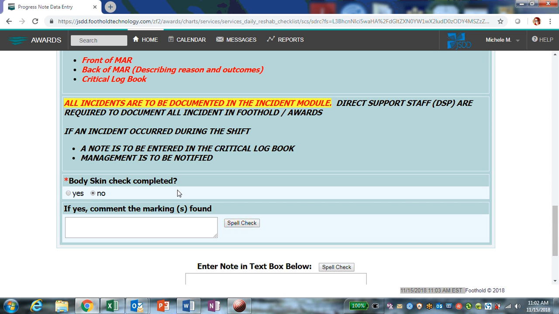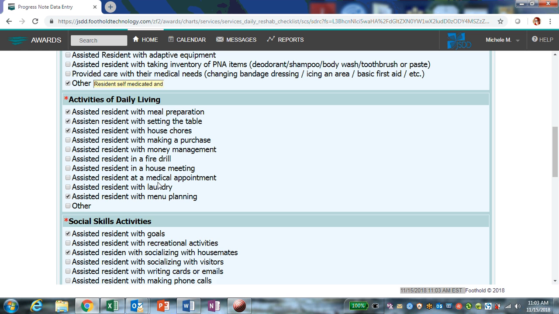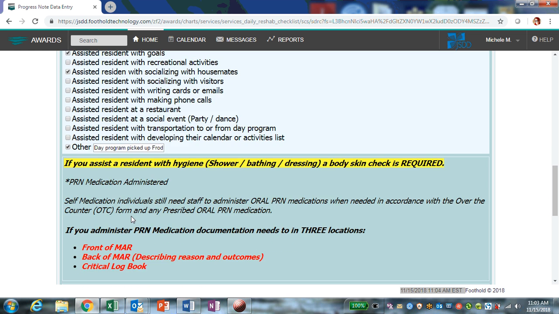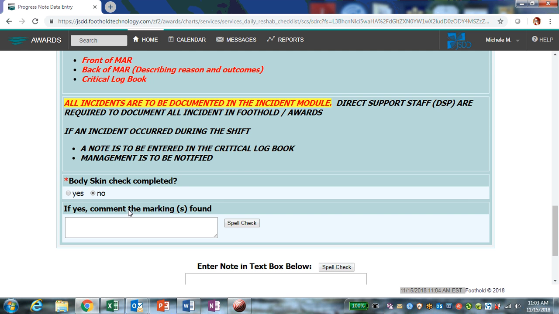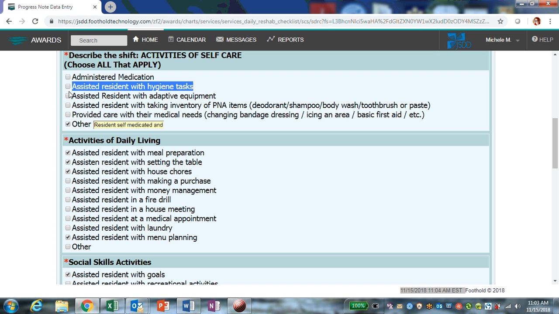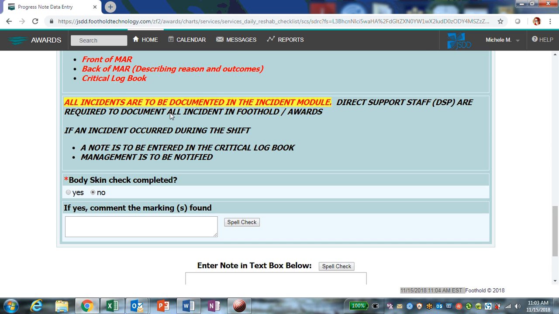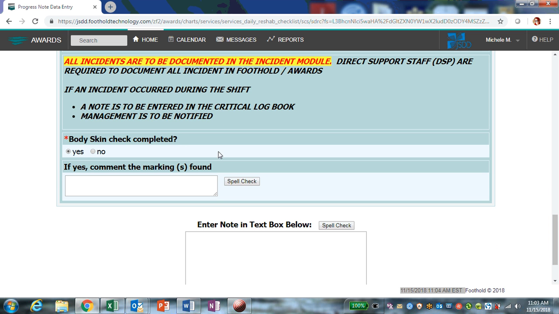Let's say this person needs assistance, but I didn't provide the assistance. I am not the one that provided the assistance. It's okay to write no here, okay? Let me reiterate that. If I did not select that I assisted the resident with hygiene, I cannot say that I've done a body skin check. If I select, though, in the reverse, let's say this person is not independent, and I'm assisting with all these things, and I indicate I assisted the resident with hygiene tasks, then I'm going to need to hit here, yes, body skin check completed.